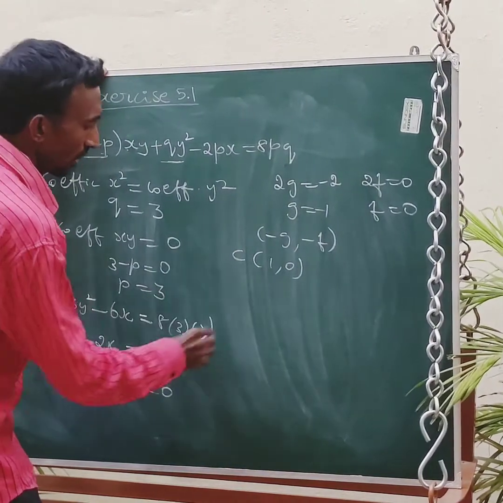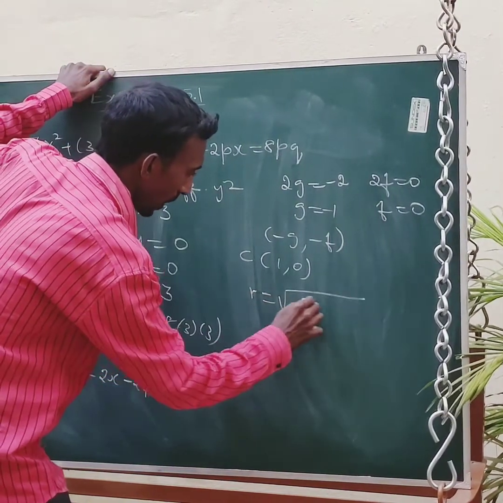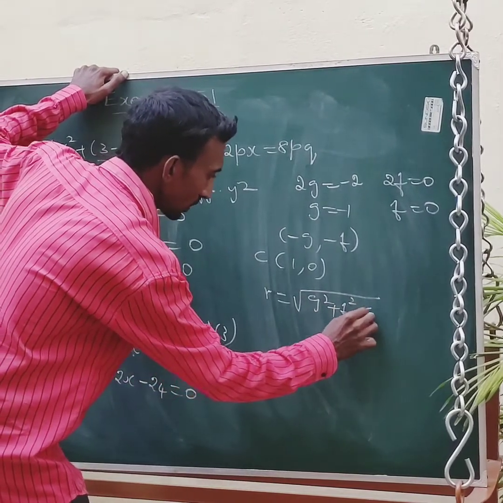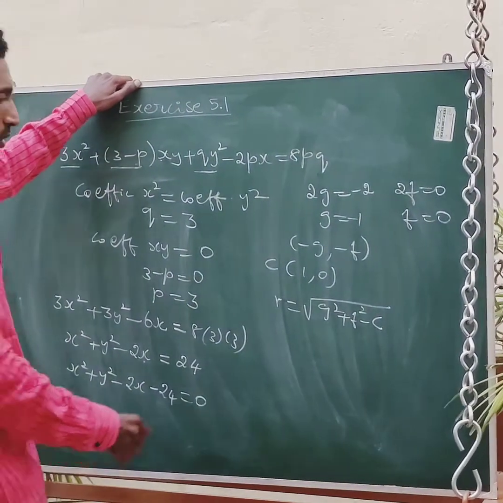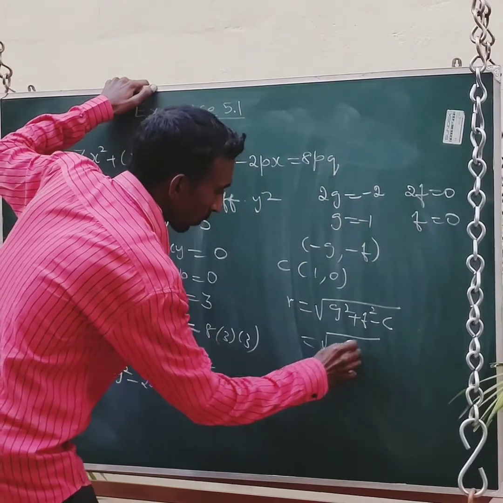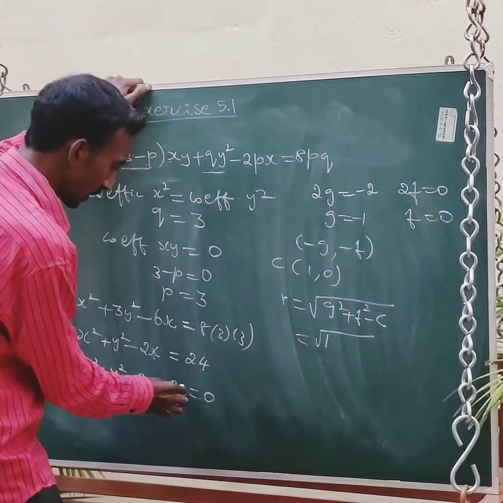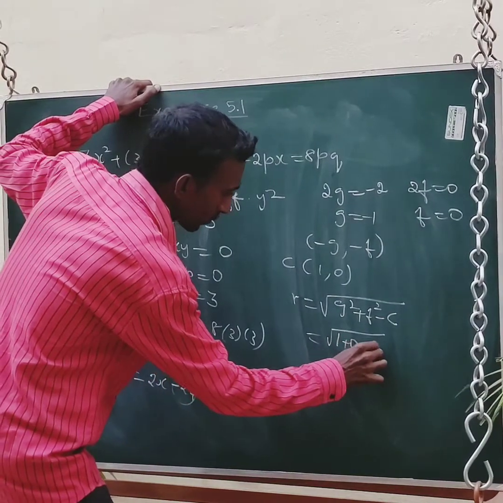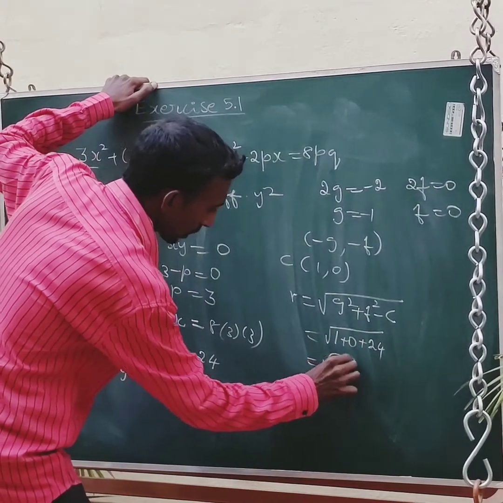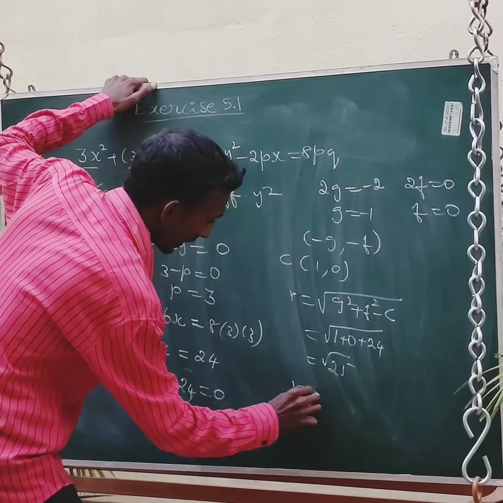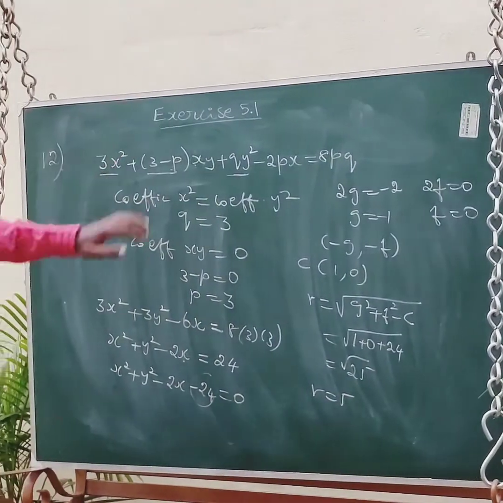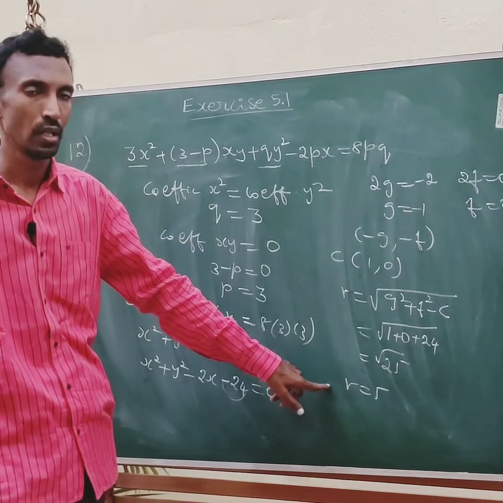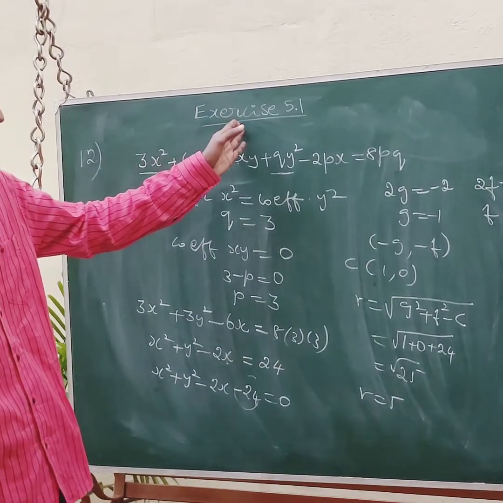Center C. And the radius is obtained by the formula root of g square plus f square minus c. So root of 1, and c is minus 24, f is 0, so it becomes plus 24. So root of 25 and the radius is 5. So for the circle, the center is 1 comma 0 and the radius is 5. That's all. Exercise 5.1 is over.